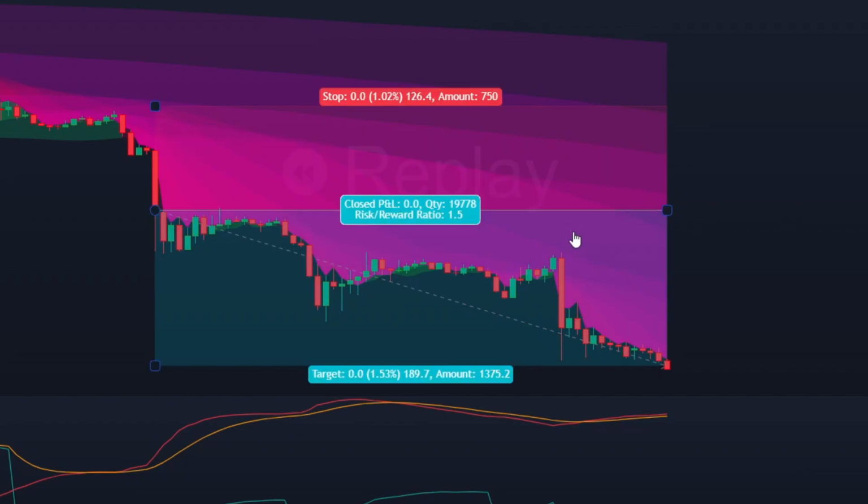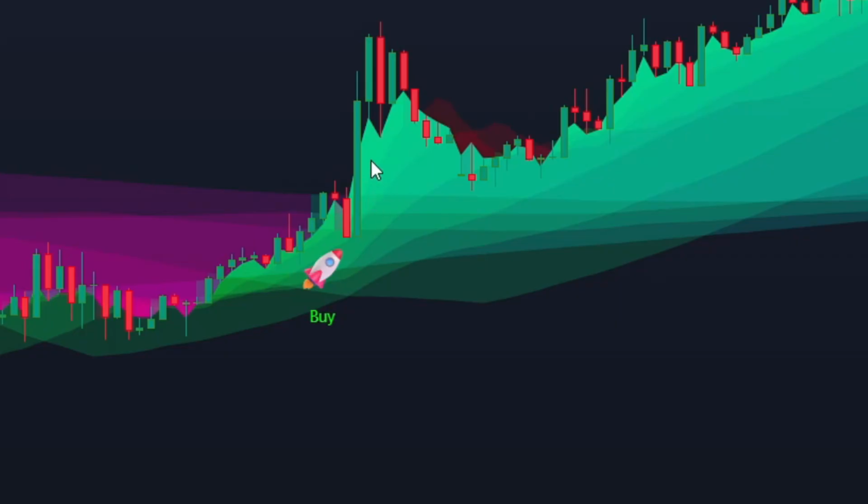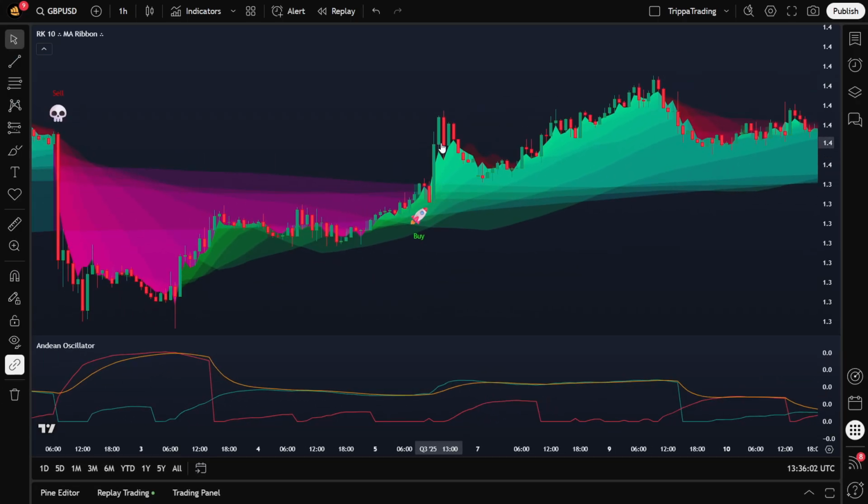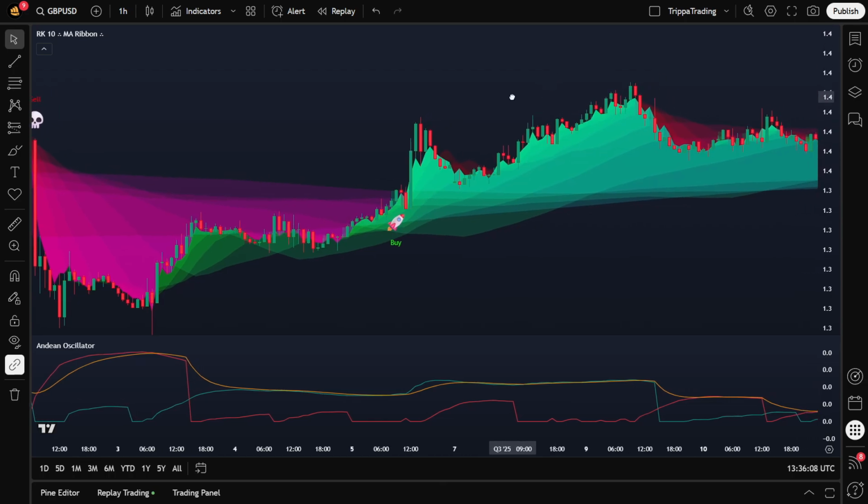Now let's talk about buy trades. So for a buy trade, we want the ribbon to be fully green, showing a strong uptrend. In the oscillator, we want the green line to cross above red and above orange line. That's our buy signal. You can enter a buy trade here, set your stop loss, and take profit targets. This setup works because the ribbon shows overall strength and the oscillator confirms momentum is in your favor.